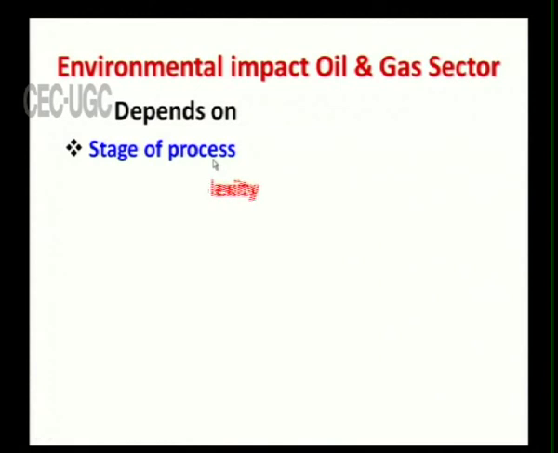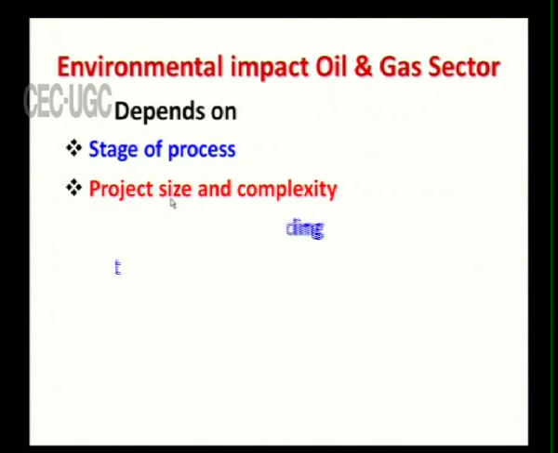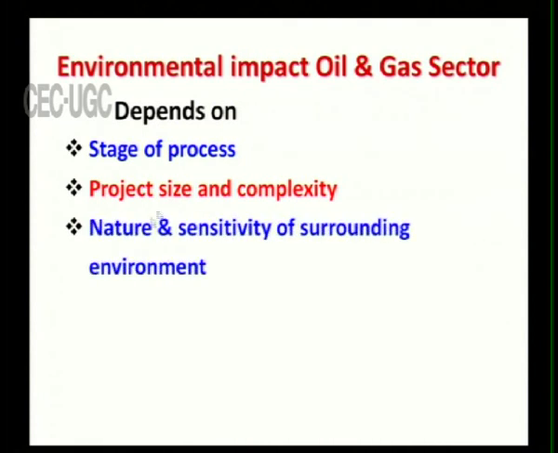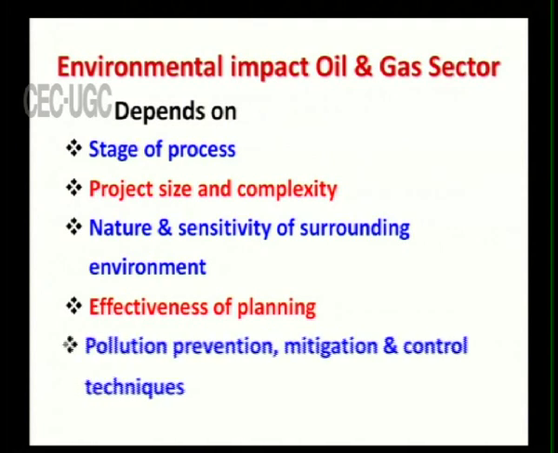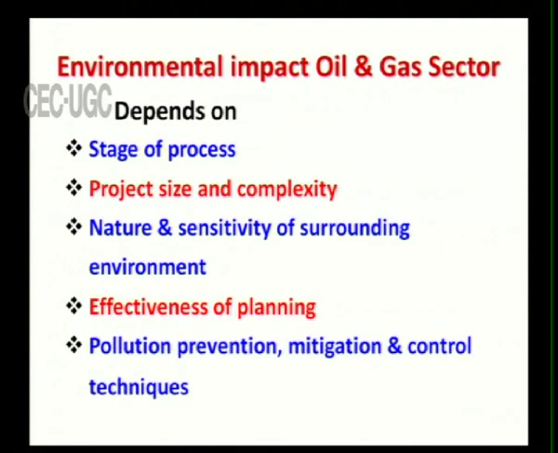Let us start the topics one by one. The environmental impact of the oil and gas sector depends on so many factors. First of all, the stage of process and the project size and complexity, the nature and sensitivity of the surrounding environment, the effectiveness of planning, and the pollution prevention, mitigation and control techniques. Therefore, the problem depends upon these 5 factors.